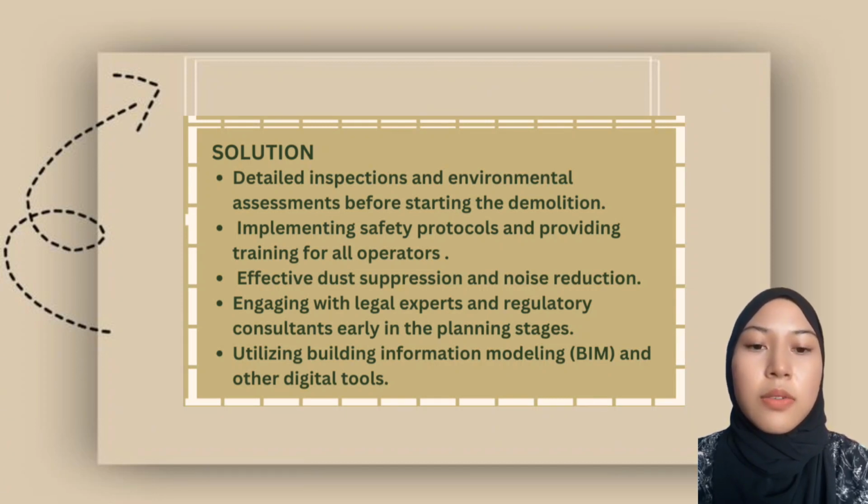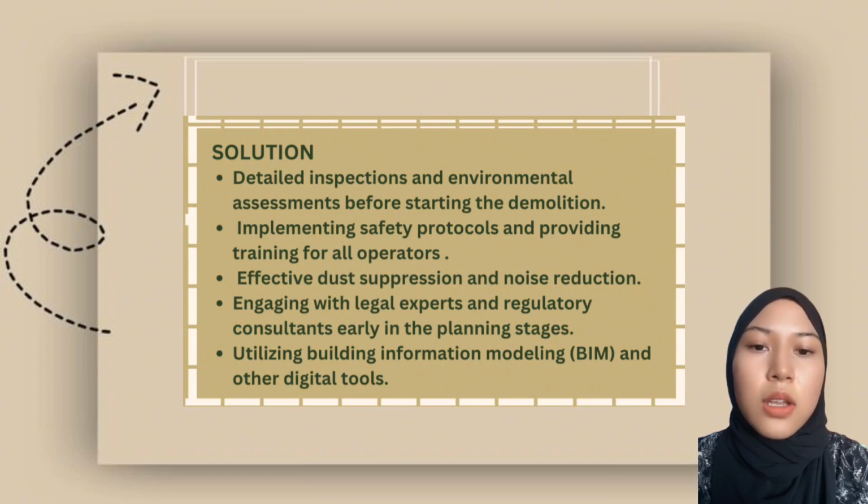The third one is effective dust suppression and noise reduction. For example, dust can be controlled by using water sprays, misting systems, or dust suppression polymers to keep particulate matter from becoming airborne. The next one is noise pollution, which can be minimized by scheduling demolition activities during less disruptive hours and using noise barriers or silencers on machinery.